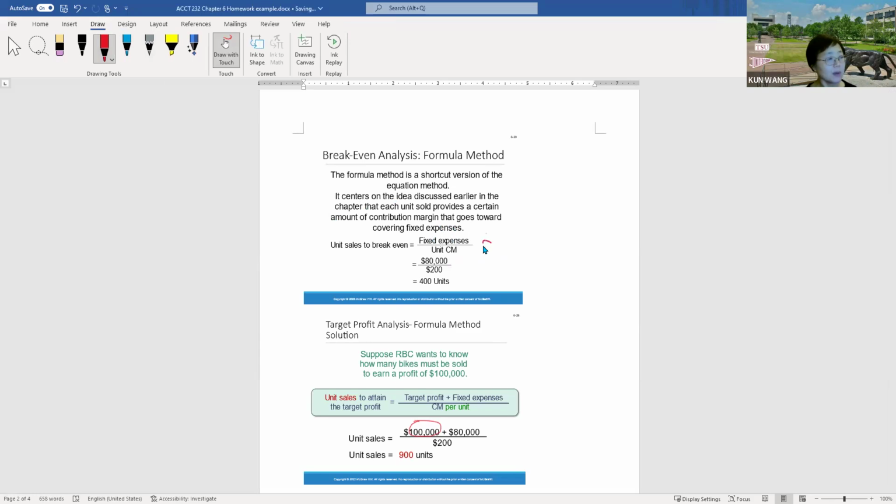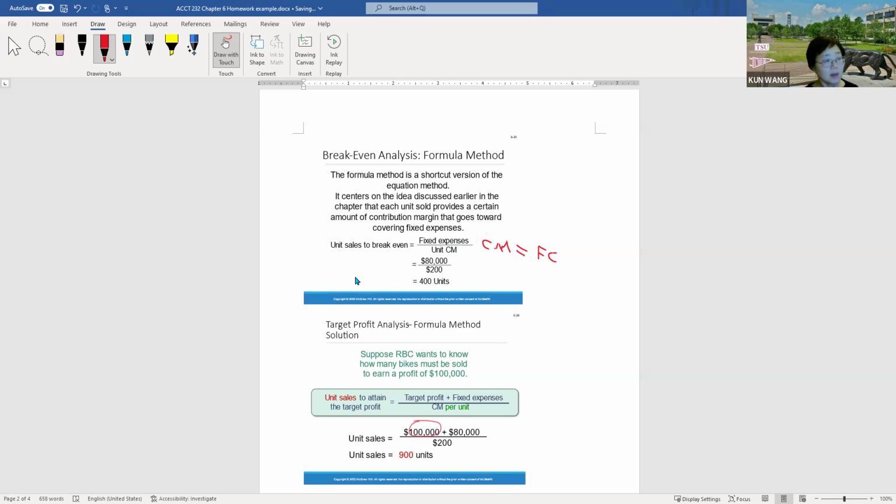The break-even point is basically at that point of sales where the contribution margin equals the total fixed expense or fixed cost. Okay, I will put that here. So CM total equals the fixed cost. So we can derive this formula.